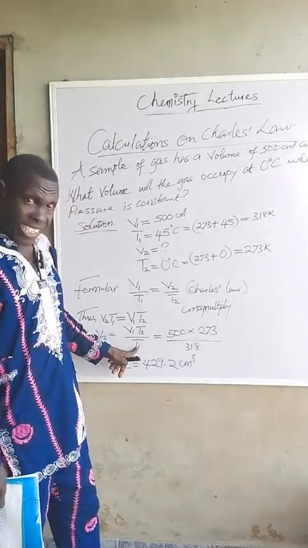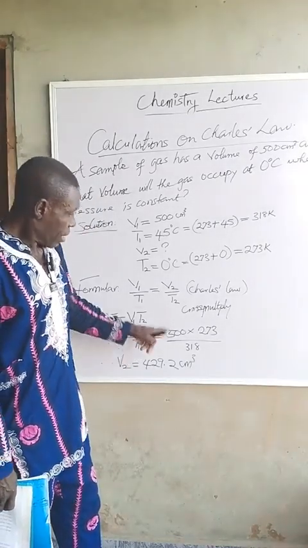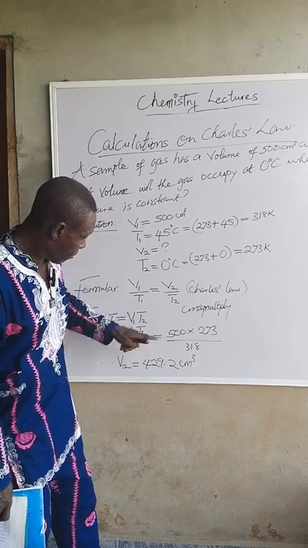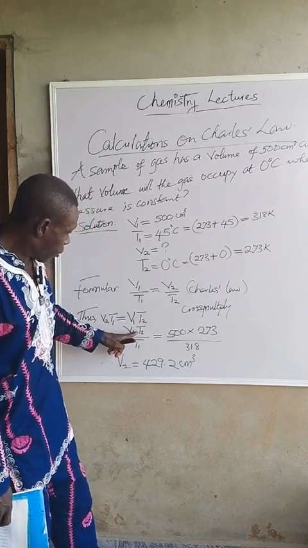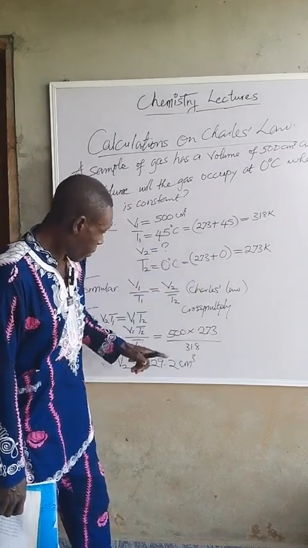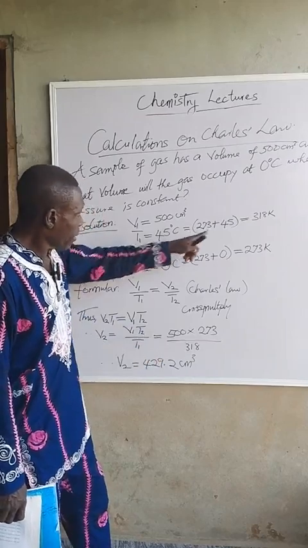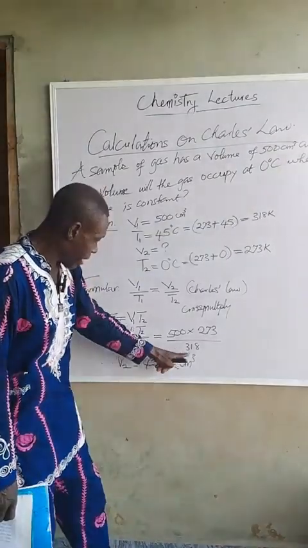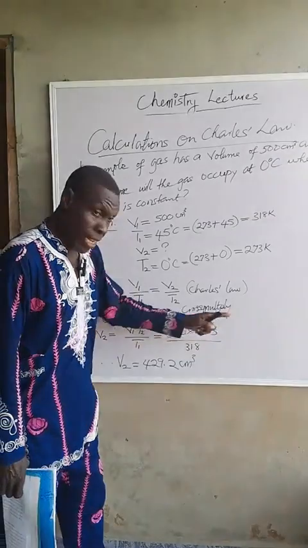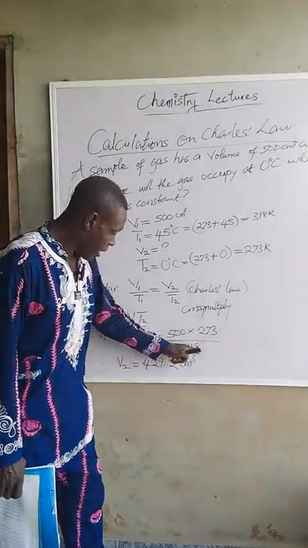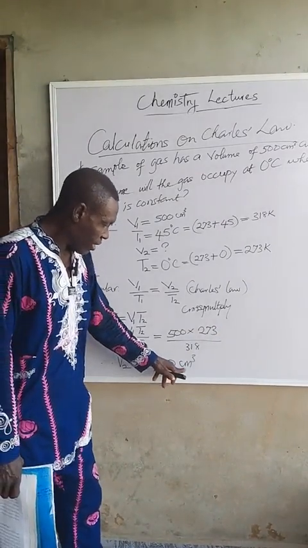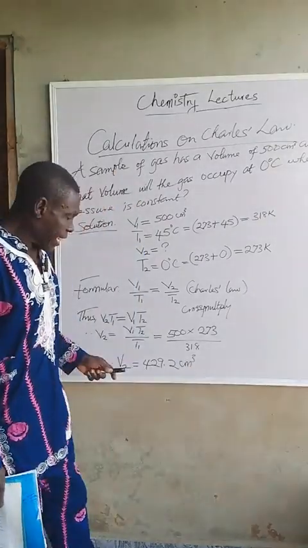At this level, you can now substitute the values. The V1 here is 500, that's the 500 you're seeing here. Then the T2 is 273 degrees, that's what you're seeing here, all over T1, which is 318. If you use your calculator, multiply this by this, then divide by 318, you will get 429.2 cubic centimeters.